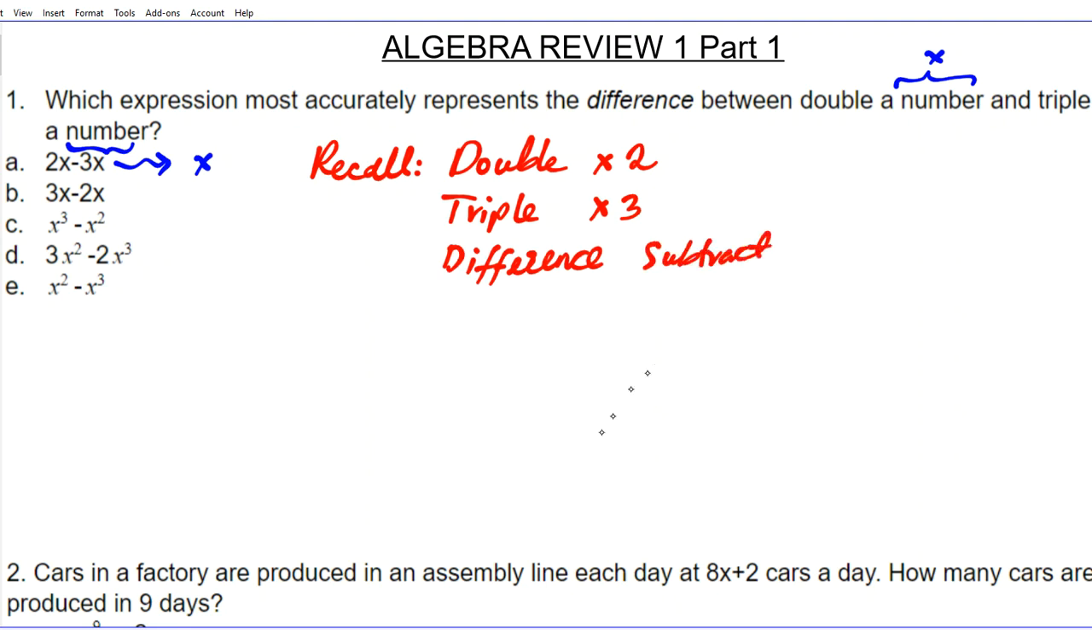Okay, so if we want to create an algebraic expression using double a number and triple a number, it's going to be double the number, which is 2 times x, and the difference is minus, triple the number is 3 times x. If we simplify this expression, we'll have 2x minus 3x. Answer to number 1 is option letter A.